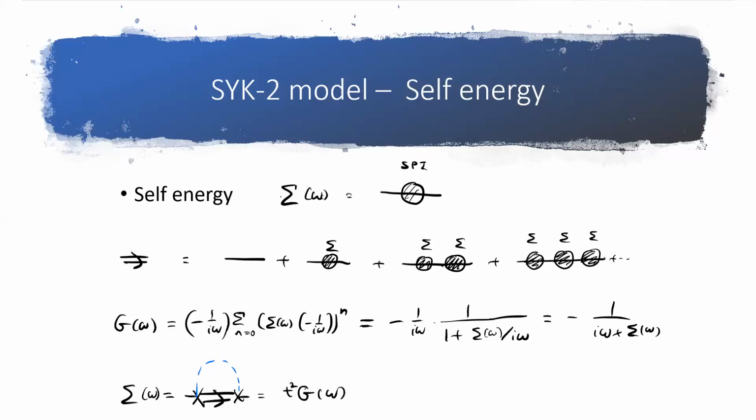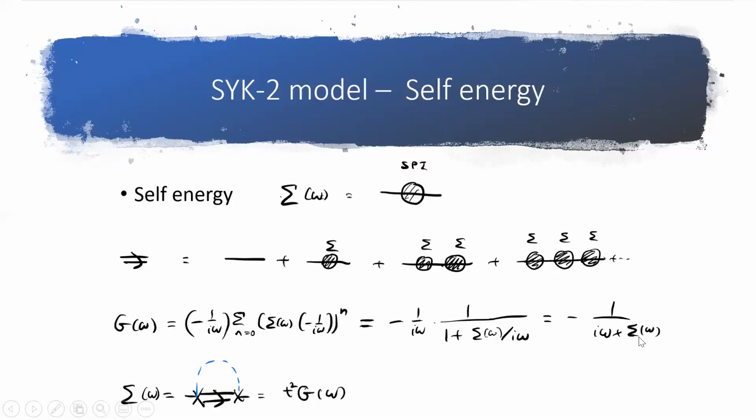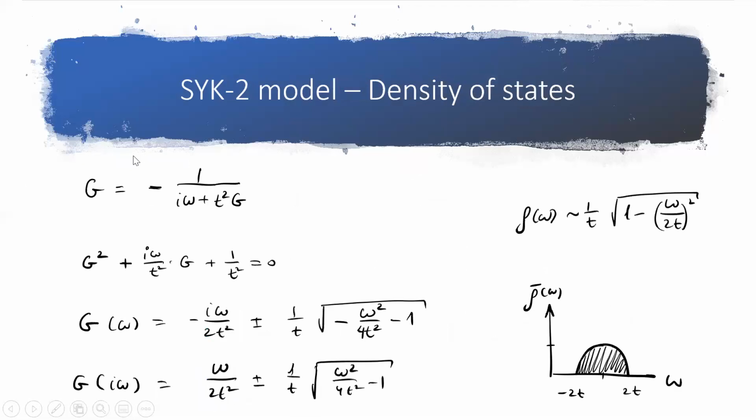Okay. So then once we get this expression for G as a function of sigma and sigma as a function of G, we can solve it. So we can plug the expression for sigma in terms of G inside the expression for G, and we get the following expression for G, which we can solve. So this gives just a quadratic equation for the Green's function, and the solution is shown here.